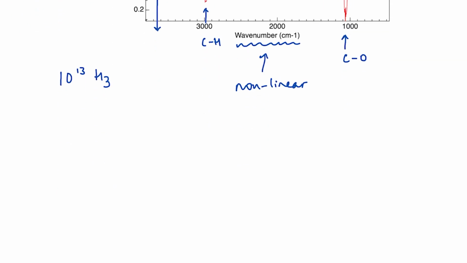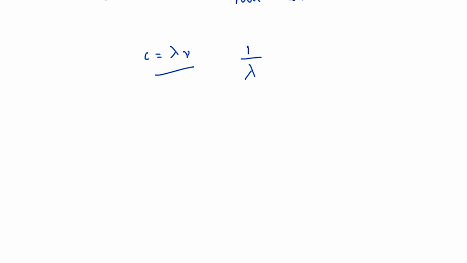Where does wave number come from? Well, let's go back to speed of light equals wavelength times frequency. If we know that to be true, then we could also say that 1 over wavelength is a direct measure of frequency. And we end up with these numbers, say 1,000 to 4,000, rather than working in 10 to the 13 lots of hertz. So let's have a look at this.